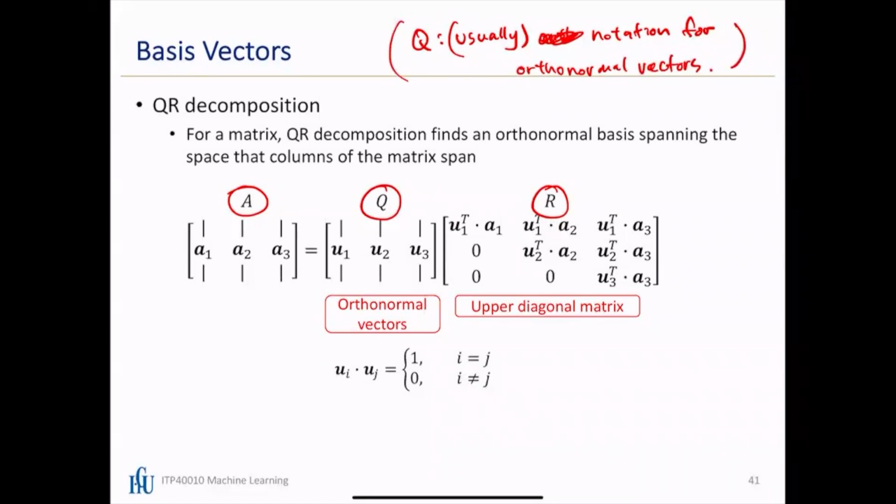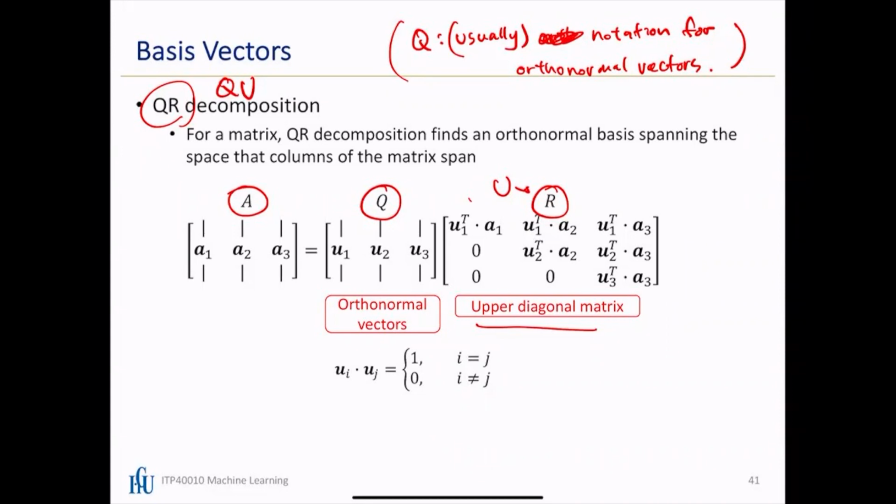And there is a fun fact. The original name of this decomposition was indeed QU decomposition, because we have a Q matrix and a U matrix, meaning an upper triangular matrix. But QU sounds a lot like Q, so it would be very confusing. So people changed the name to QR decomposition.